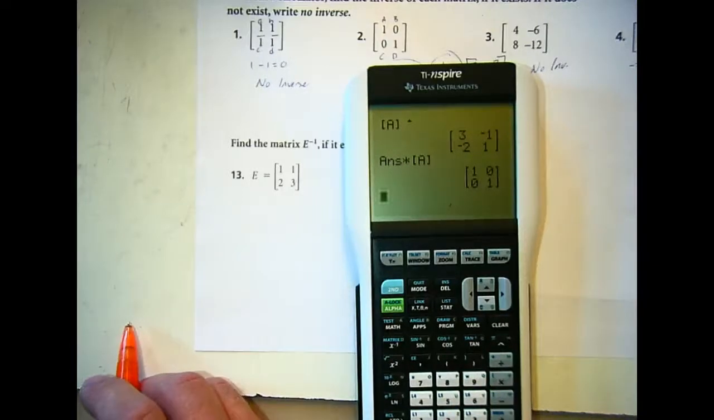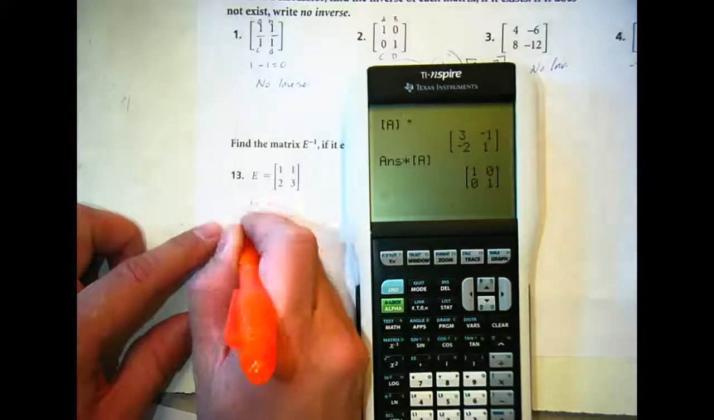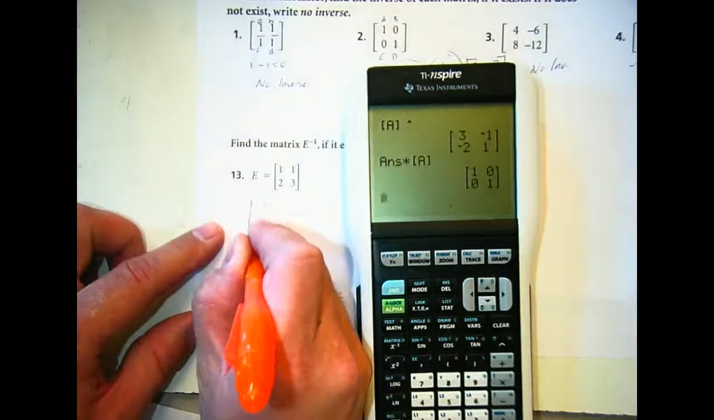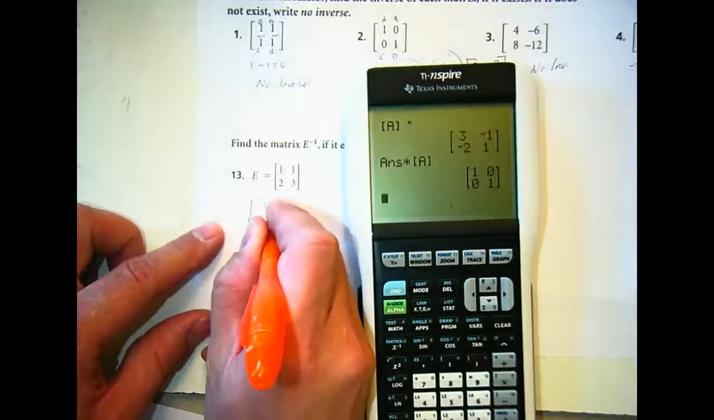So the solution here, 3, negative 1, negative 2, 1. That is the inverse using our calculator.